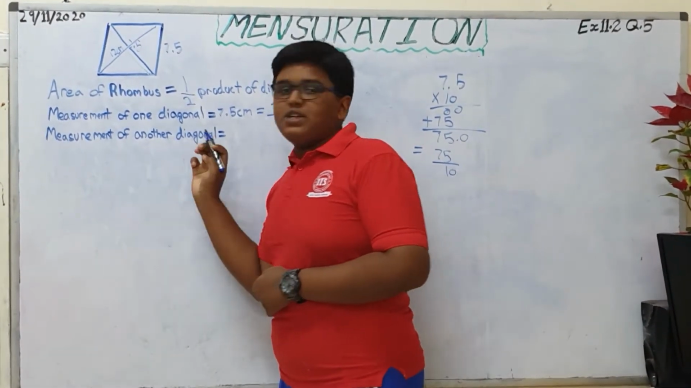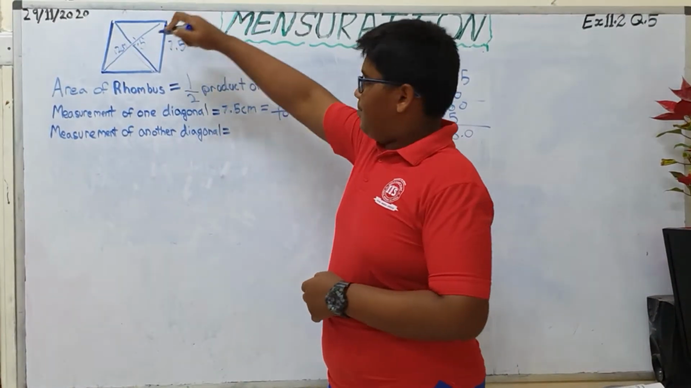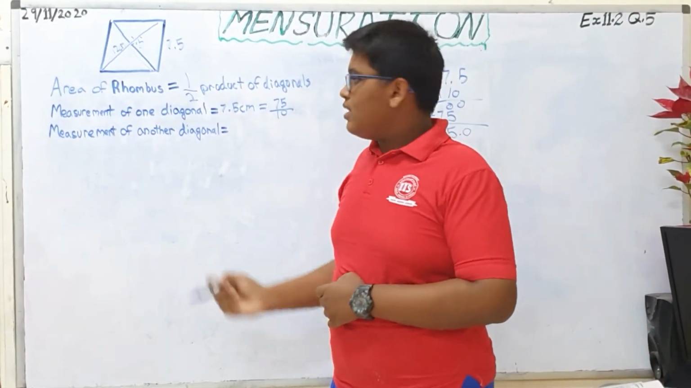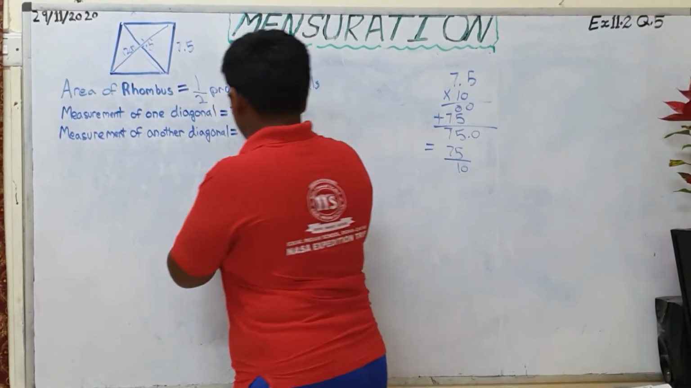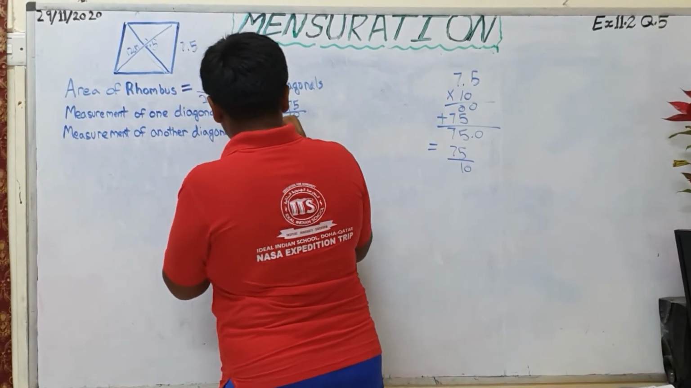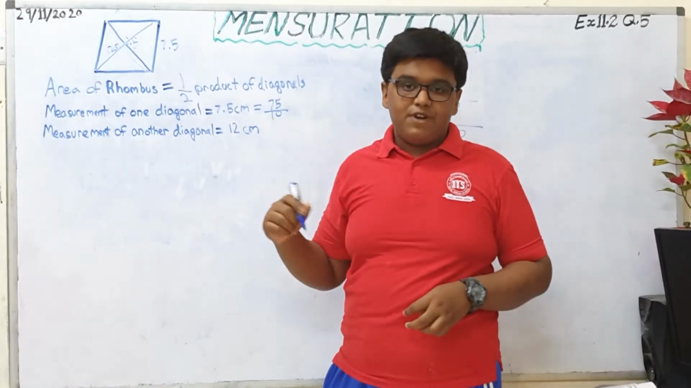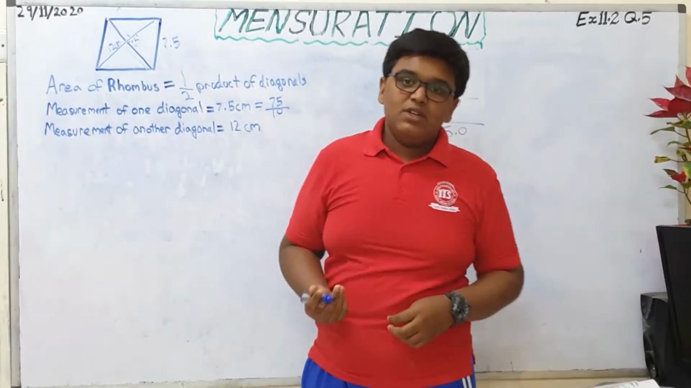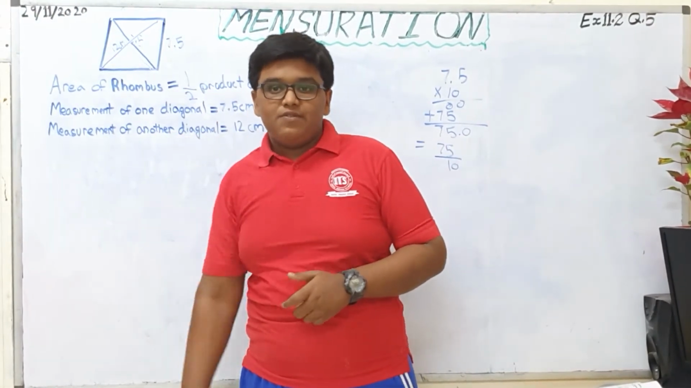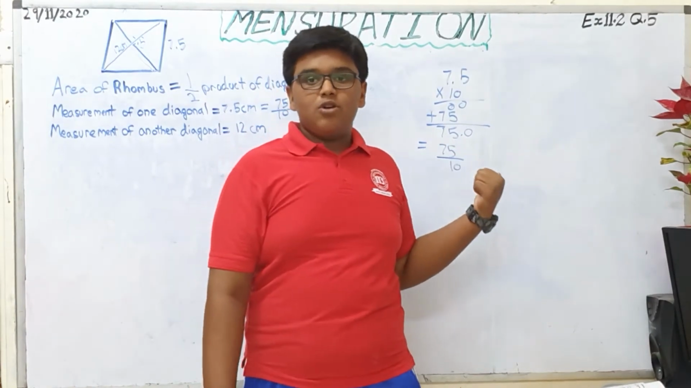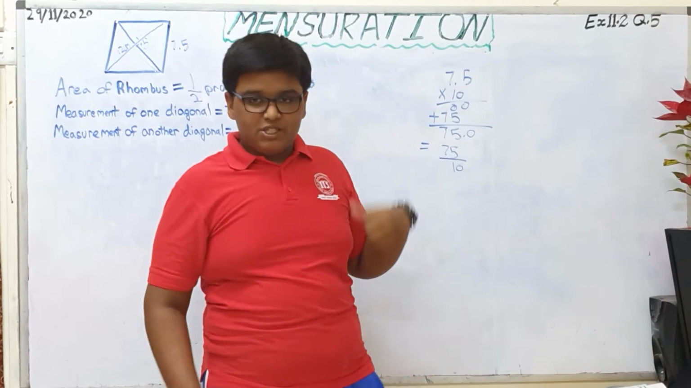Now the measurement of the other diagonal. We have written the first diagonal, and the second diagonal is equal to 12 centimeter. We don't need to convert it into a fraction. Why did we convert the first one? Because it was a decimal, so we converted it into a whole number, and because of the rule of fractions, we converted it into 75 by 10.